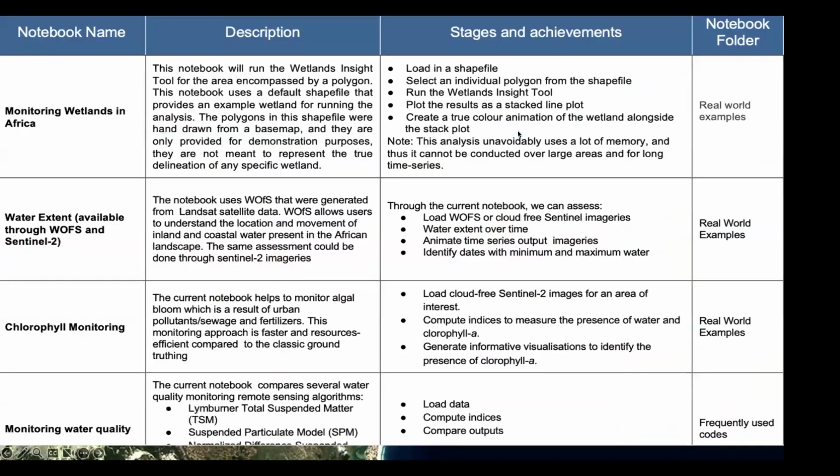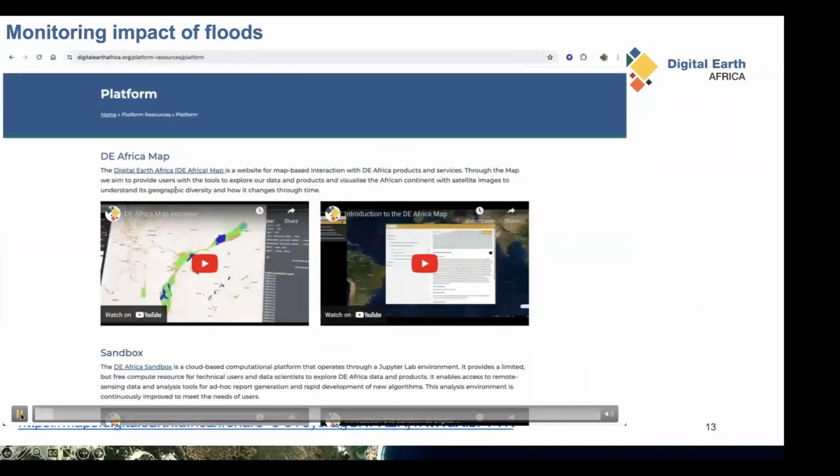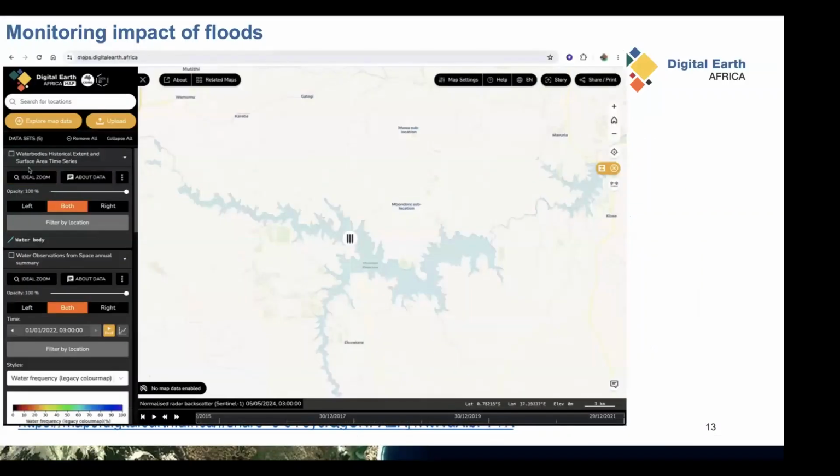So when we also talk about monitoring chlorophyll, we also have other notebooks that we wish to make you aware of. Of course, we are looking at the chlorophyll notebook. We had another notebook which was using Landsat data to look at the water quality. Then also we have our water observation from space using Landsat, and now we can also use Sentinel-2. And these are just examples of the notebooks that we have. And also, we can use some of the data like Sentinel-1 to look at flood monitoring.